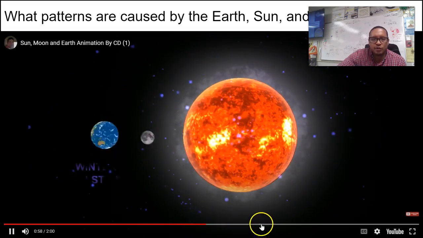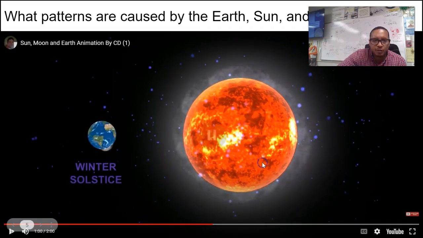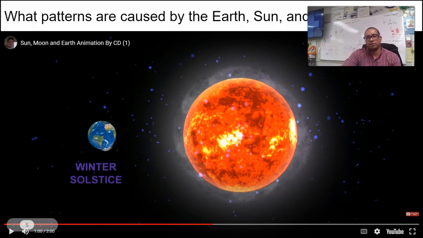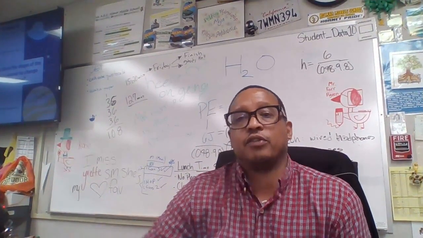All right, so I think we've looked at enough of this pattern, so we're just going to pause it here, okay? So let's just take a little bit of a look here. So if you look right here, it says winter solstice. So hopefully you've seen this pattern here. I'll do this a little bit quickly. I'll talk about the pattern and then we'll do this.